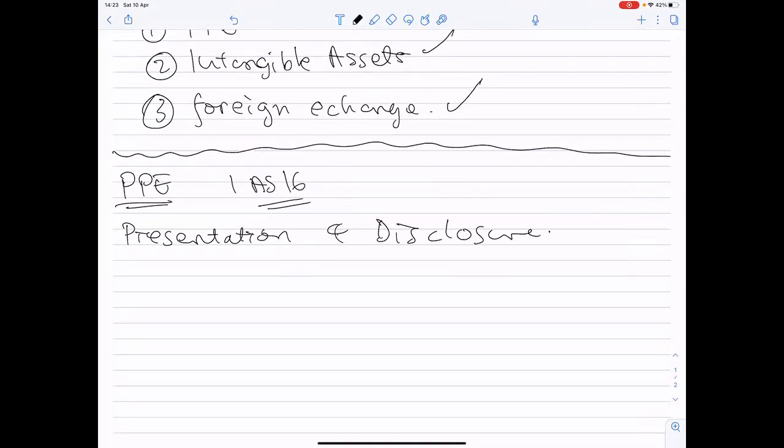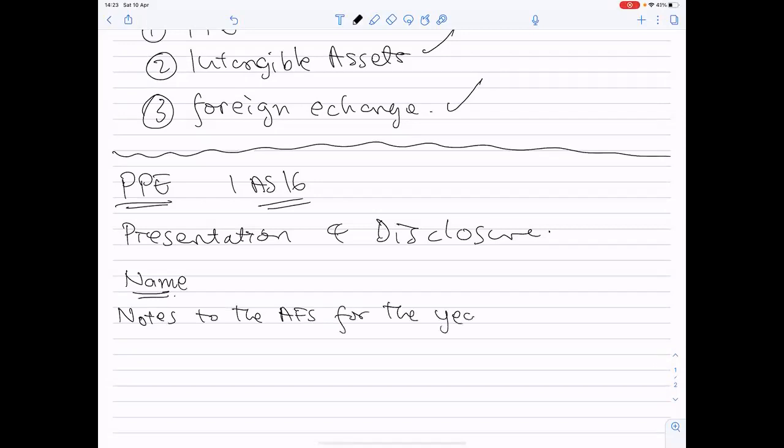So when you are presenting and disclosing your property, plant, and equipment, good people, you are going to first state the name of the entity that you are preparing the financial statement for. Then you write the notes to the annual financial statements for the year ended, whatever year it is. Then you can write number 1 or 2 or 3. Then you write property, plant, and equipment.